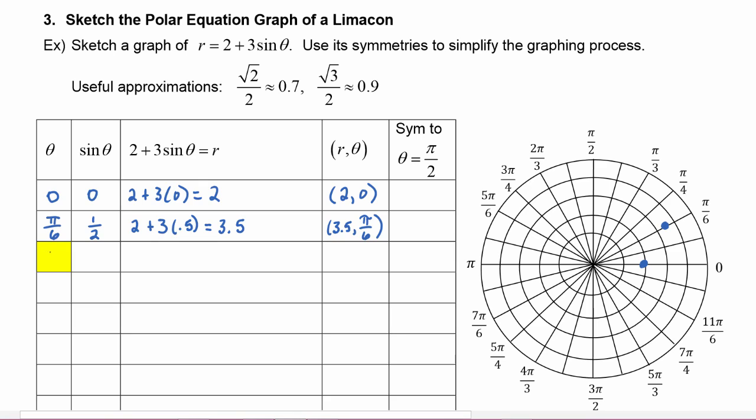The next angle is pi over 4. We know that the sine of pi over 4 is radical 2 over 2. And we know for radical 2 over 2, we are going to use 0.7. So to find r, we will do 2 plus 3 times 0.7. 3 times 0.7 is 2.1. Add 2, and we get 4.1.